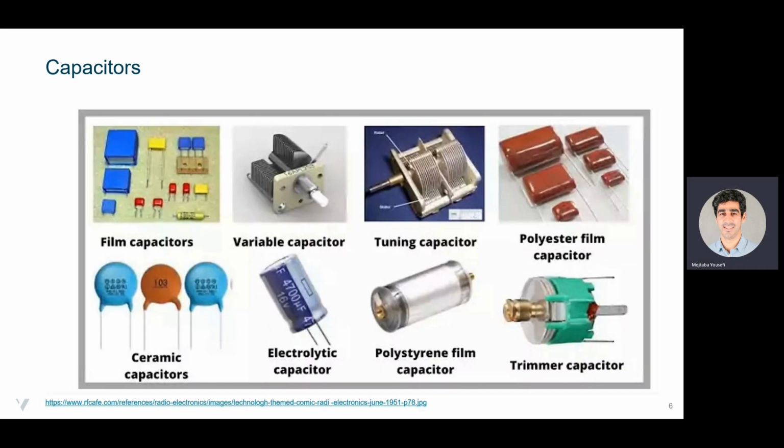In the industry, you can find capacitors in different forms and shapes and sizes. Here you can see different pictures of capacitors. We have ceramic capacitors, which look like lentils, or we have cylindrical-shaped capacitors like electrolytic capacitors. We have trimmer capacitors, or variable capacitors, where we can change the capacitance of the capacitor.